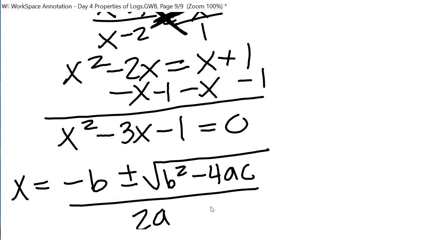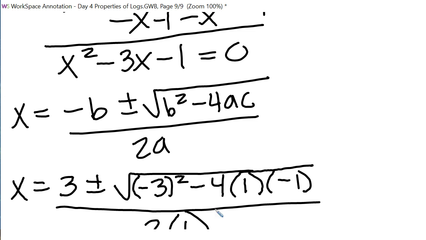Now everything we're doing today is without a calculator, and this will be on the no calculator portion of your test Tuesday. So, doing a little bit of simplifying, working under that square root. What is negative 3 squared? 9. And when I multiply these three numbers, what do I get? Positive 4, and 9 plus 4 is 13. And in the denominator, 2 times 1 is 2.